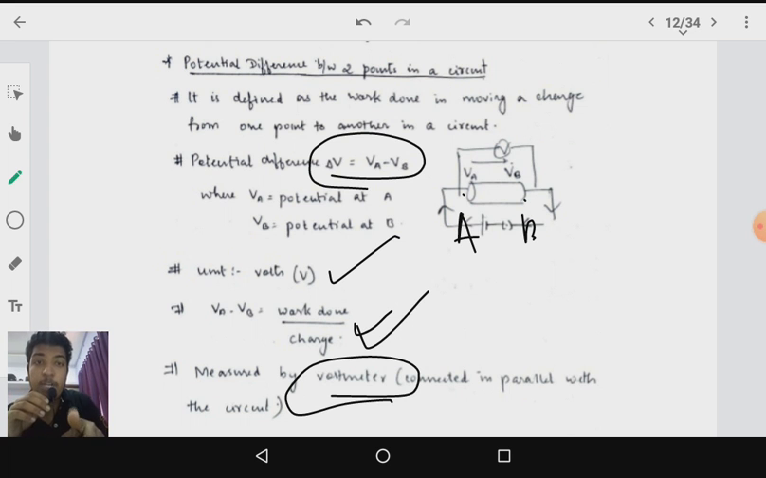For maintaining potential, you need a cell. For measuring the potential difference, you need a voltmeter. These can be some confusing questions which can be asked as 1 mark questions and can kill your marks also. So please be careful with these 3 points. Measuring current, ammeter; measuring potential difference, voltmeter; and maintaining potential or potential difference, the cell.